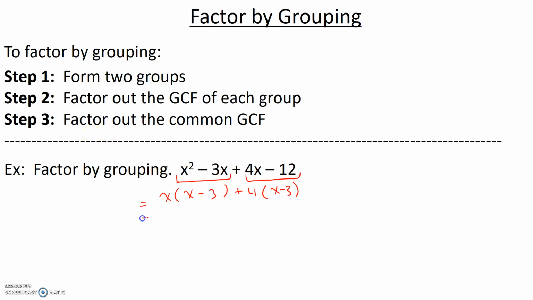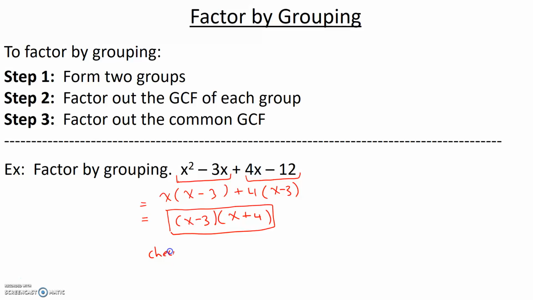Then factor out the common GCF. Now they once again have a common factor of x minus 3. So let's take out that common factor. If I divide the first expression by x minus 3, I'm left with x. If I divide the second expression by x minus 3, I'm left with 4. So my factored form is x minus 3 times x plus 4.